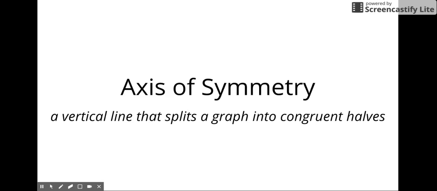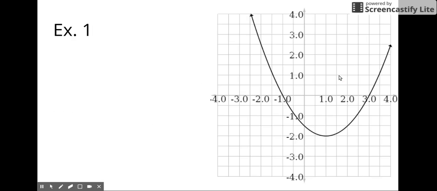An axis of symmetry is a vertical line that splits a graph into two congruent halves. Oftentimes we abbreviate this as AOS. So over here, we want to look and see how we can divide this graph in half. There are a couple ways to do this.